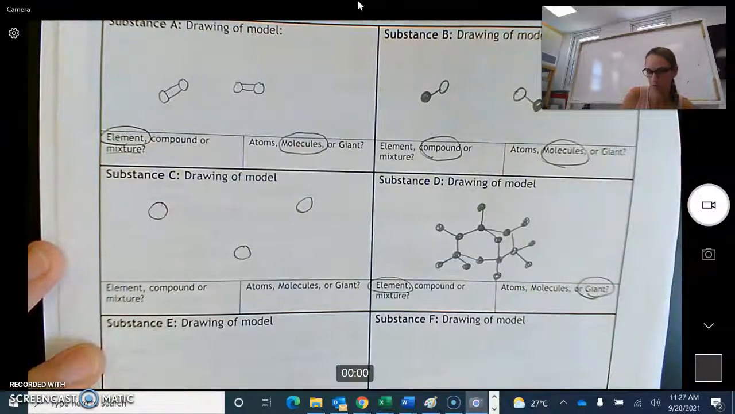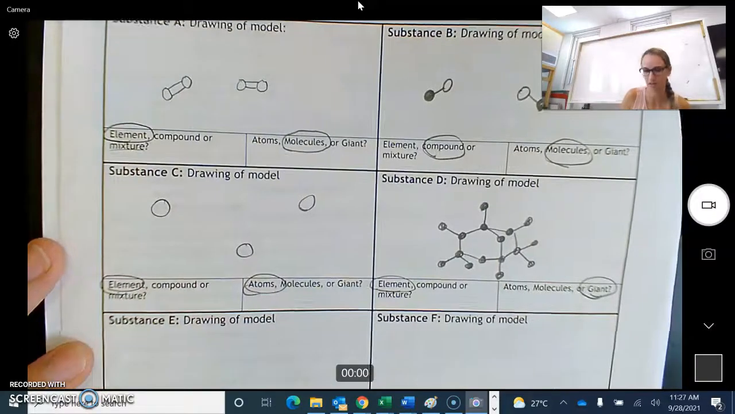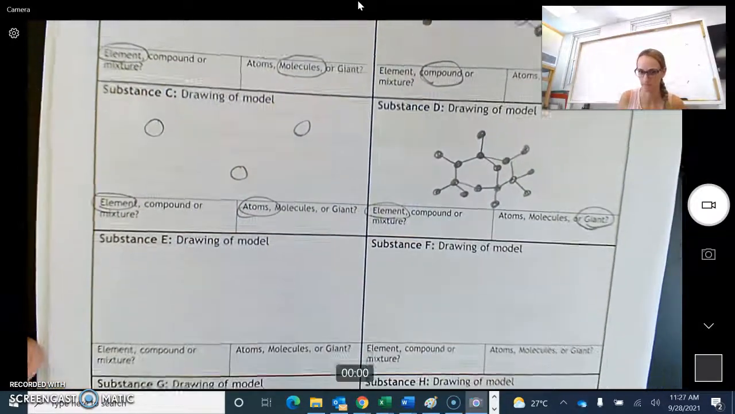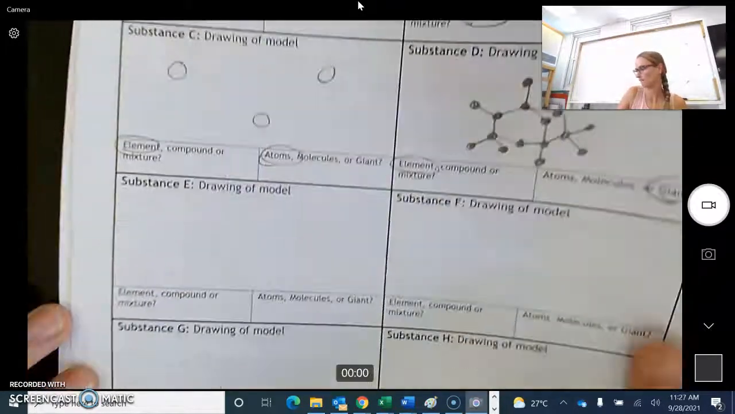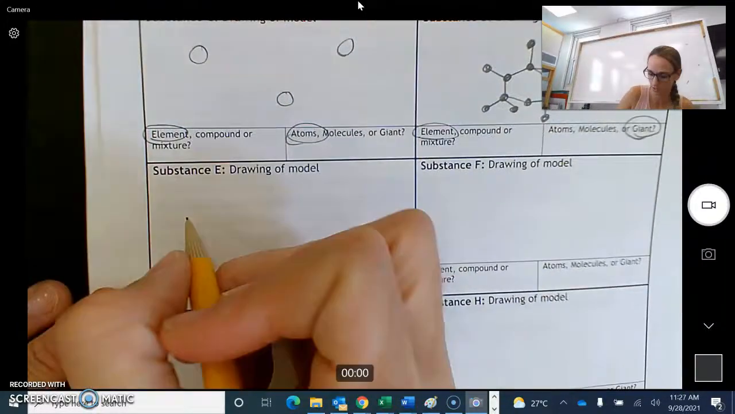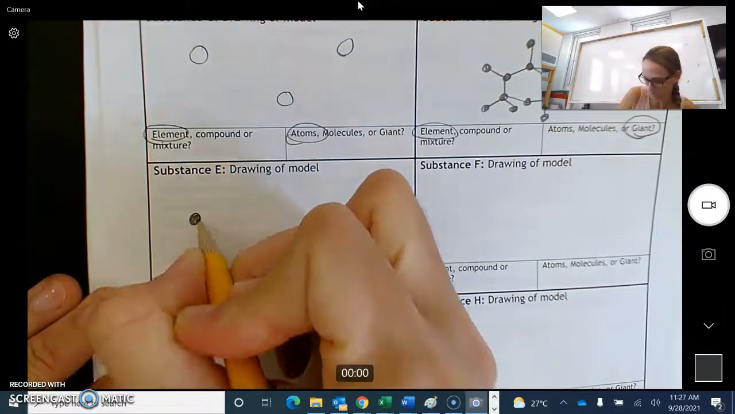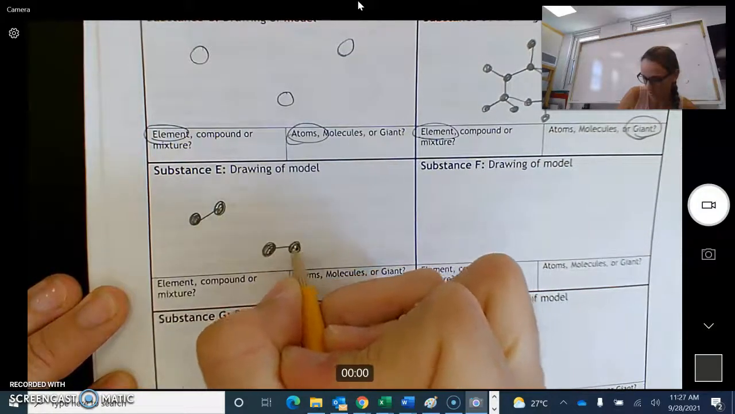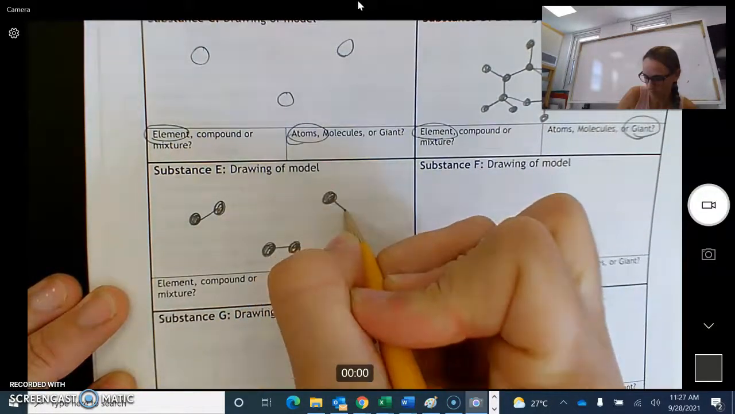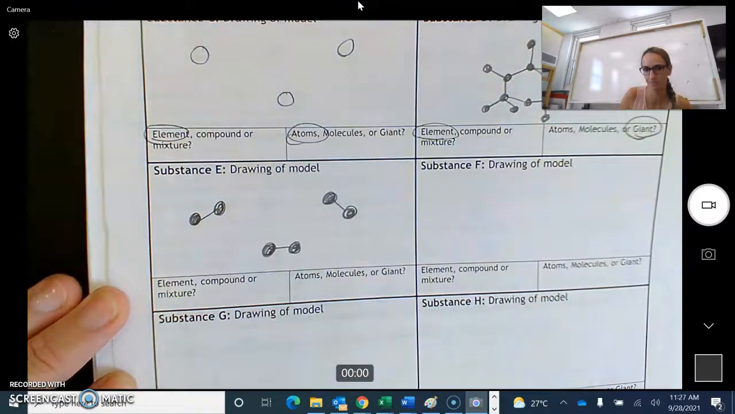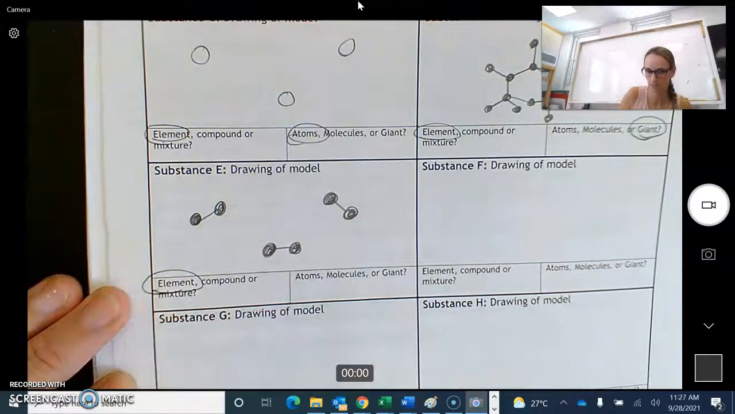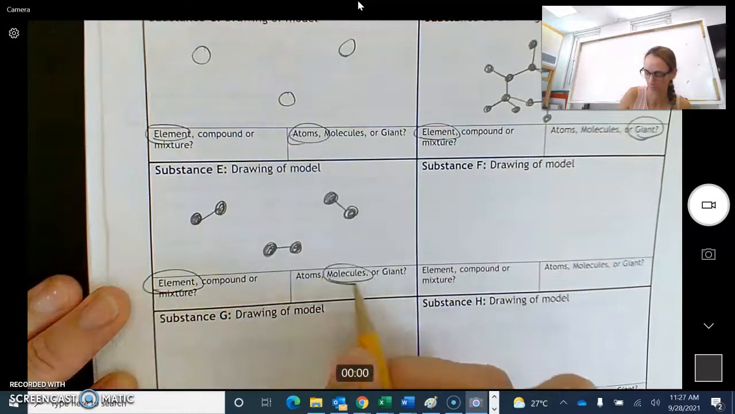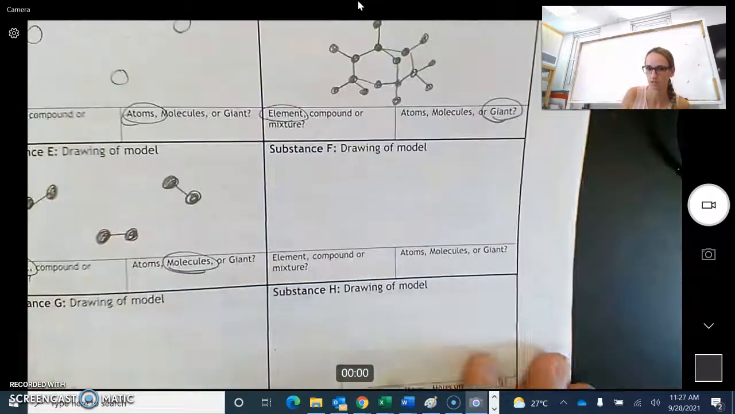All right, substance C was the one with the beige atoms all by themselves. So this is the only one on the whole page that are atoms, and they're all the same color, the same element. E were the 2 green ones single bonded to each other, and there were 3 units. Like that. So these are all the same element, and they're in tiny groups, so molecule.